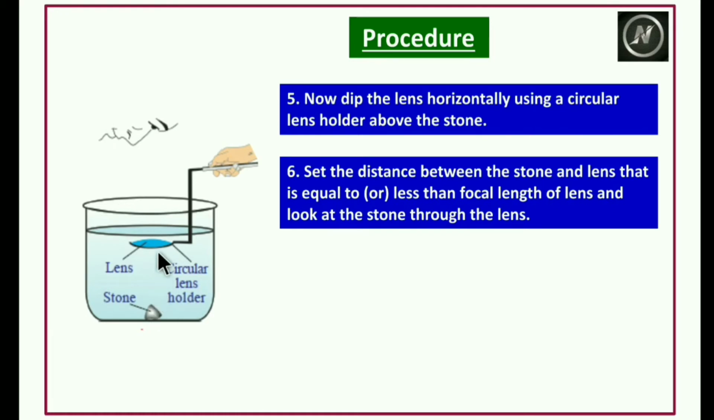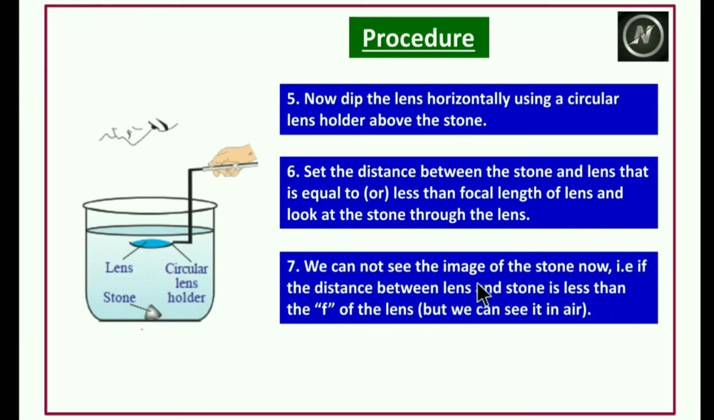And look at the stone through the lens. Set the distance between the stone and lens equal to or less than the focal length of the lens. That means if the focal length of the lens is, for example, 10 centimeters, we have to hold this lens 10 centimeters from the stone or less than 10 centimeters from the stone. Now observe the stone through the lens.